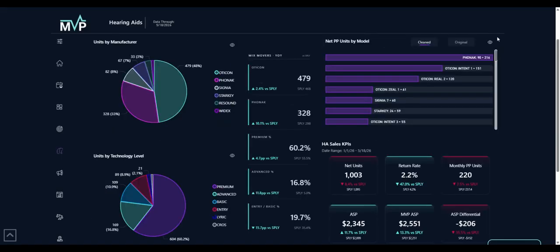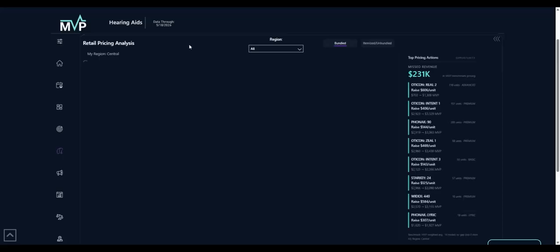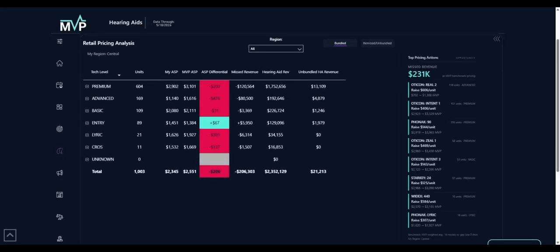Exiting out of here, clicking the little eyeball icon in the top right corner of the page opens up a retail pricing analysis view. This section compares your hearing aid pricing against the MVP dataset. For each tech level, the table displays the number of units that you have sold, what your average selling price is per tech level, what the MVP dataset's average selling price is, and the difference between the two.